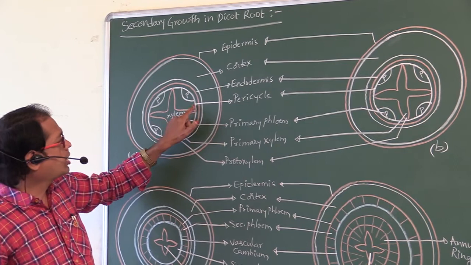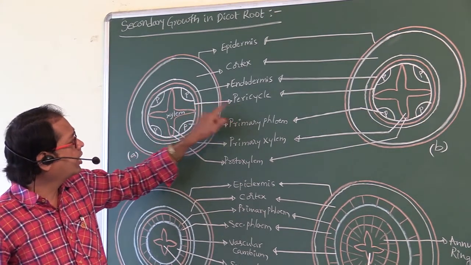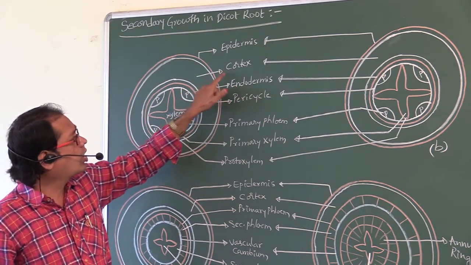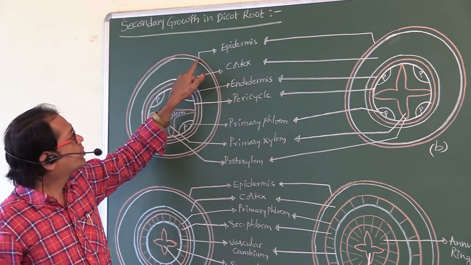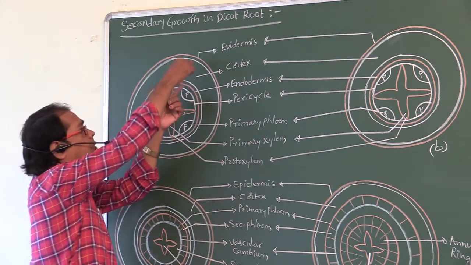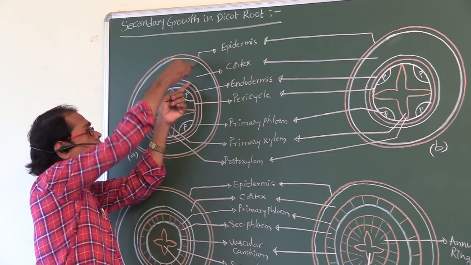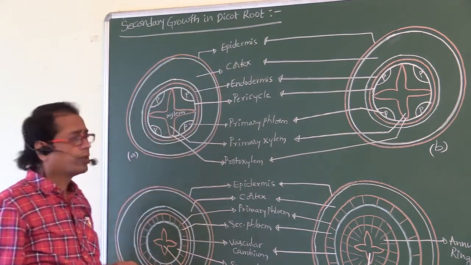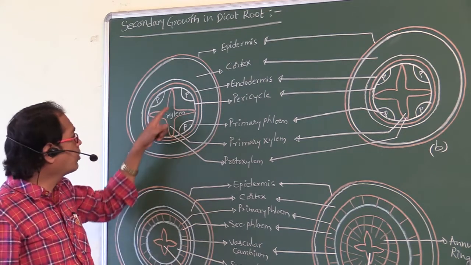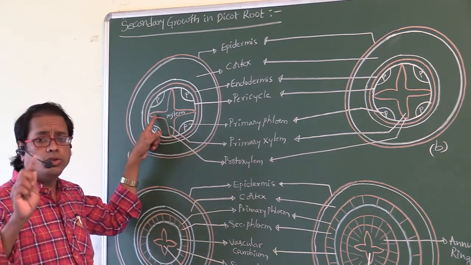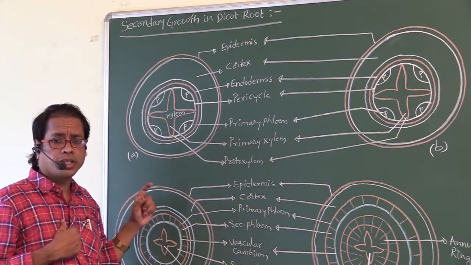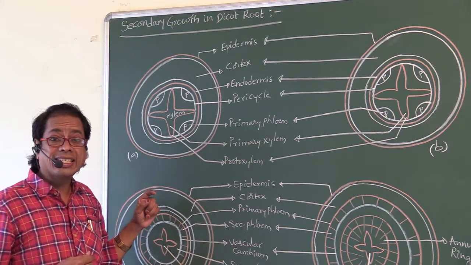This part is called pericycle, this part is endodermis, this part is cortex, and this part is epidermis. So in dicot root, the number of xylem bundles is usually diarch to tetrarch. Next, the type of xylem is exarch.